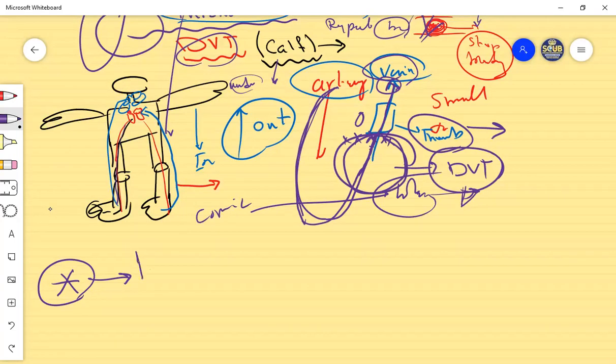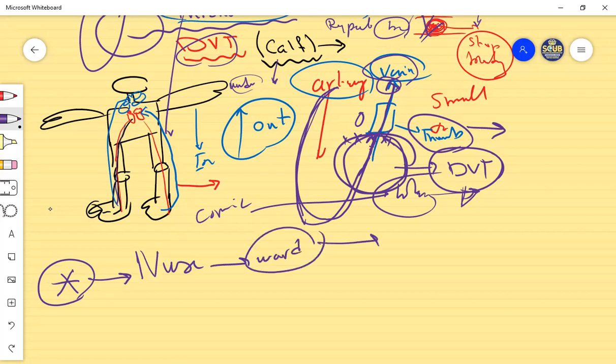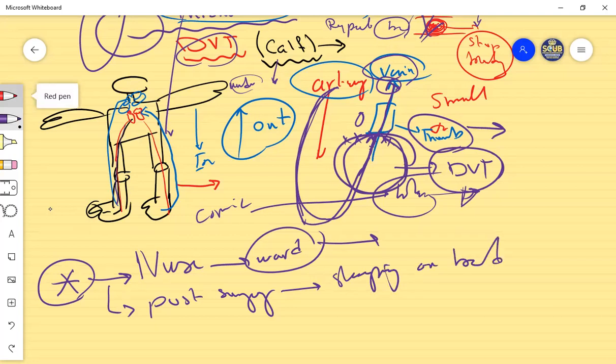Yeah, this condition happens. You are a nurse in the ward. The doctor doesn't stay in the ward. You update him. So most, not most, it is post-operative, post-surgeries. The patient is sleeping on bed all day long and night.